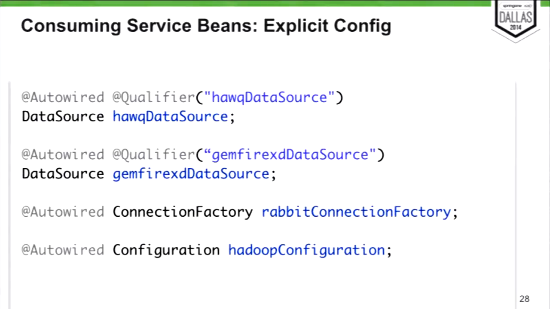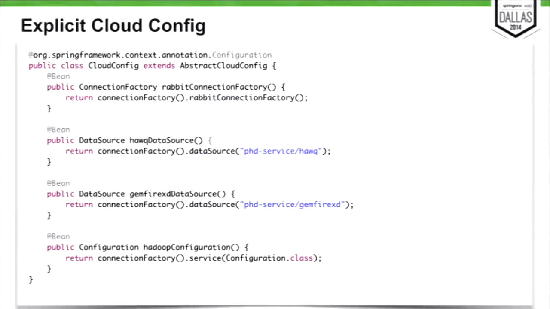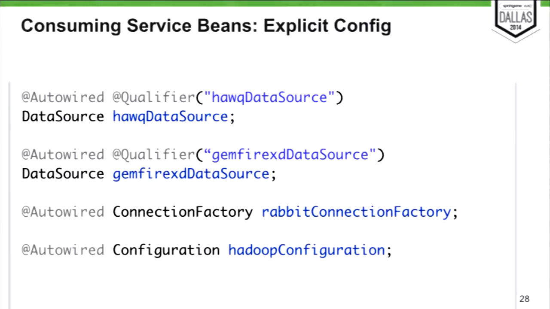A qualifier is just a Spring dependency injection concept that lets you specify something additional about the bean. In this case, I'm saying the name of the bean should be Hawk data source or Gemfire XD data source. And where are those names coming from? They are coming from the method names. By default, if I just add the bean annotation, the name of the bean is the method name. If I want to override it, I could have provided bean with name equal to whatever name I want to choose. So that's how you would do it.